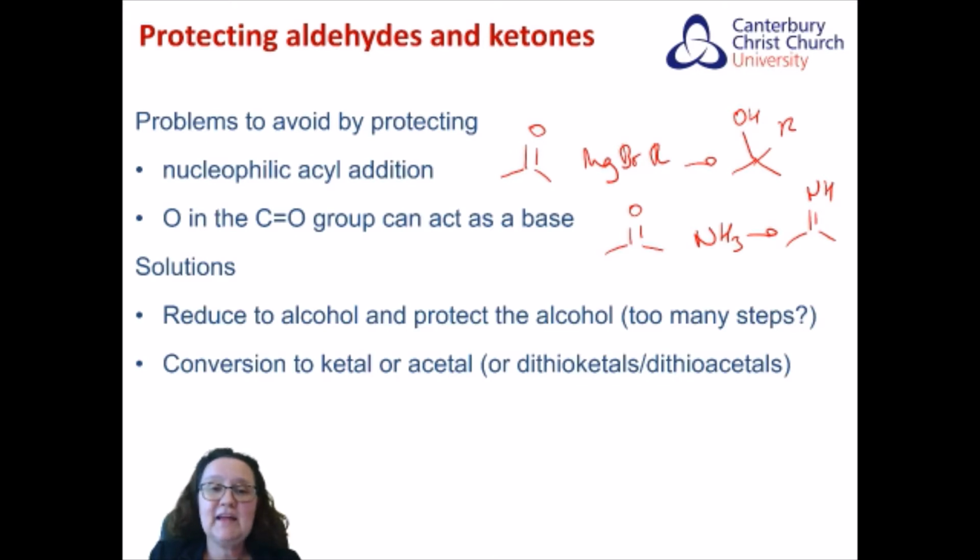So what can you do? Well, one thing you can do is to reduce your carbonyl group to an alcohol, protect the alcohol, and then once the synthesis has finished, oxidize your alcohol again to a carbonyl group. The problem is that it involves quite a few steps, because there is the reduction of the carbonyl group to an alcohol, the protection of the alcohol, then the deprotection of the alcohol, and then the oxidation to return to the original carbonyl group. So instead of just 2 steps, protecting and liberating the functional group, you actually have 4.